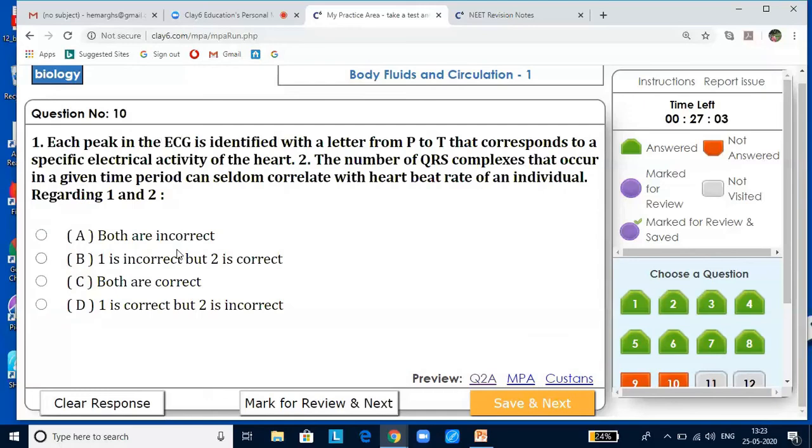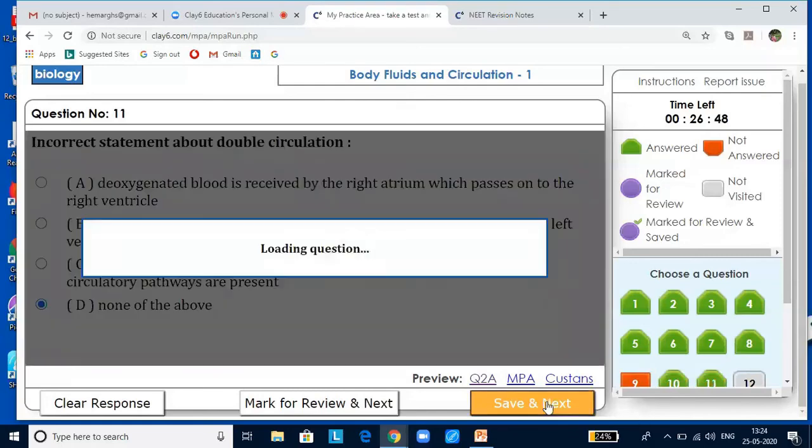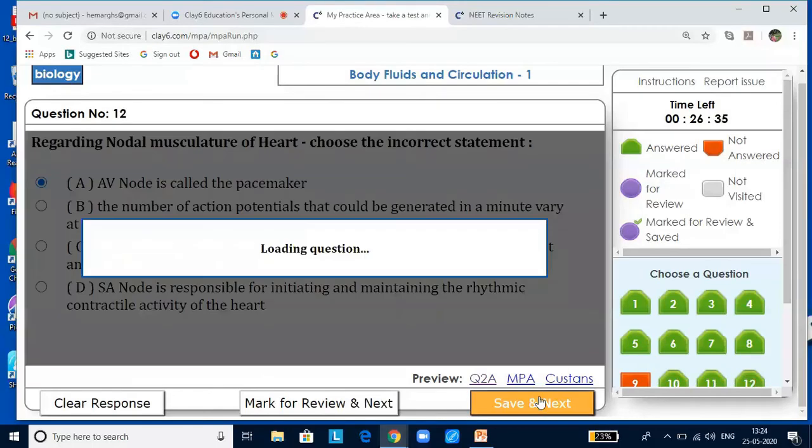If you look at it, 1 is correct, but 2 is incorrect. Incorrect statement about double circulation. None of the above, all are correct. Regarding nodal musculature of the heart, choose the incorrect statement. Node is called the pacemaker. It is the pacesetter. Sinoatrial node is the pacemaker.